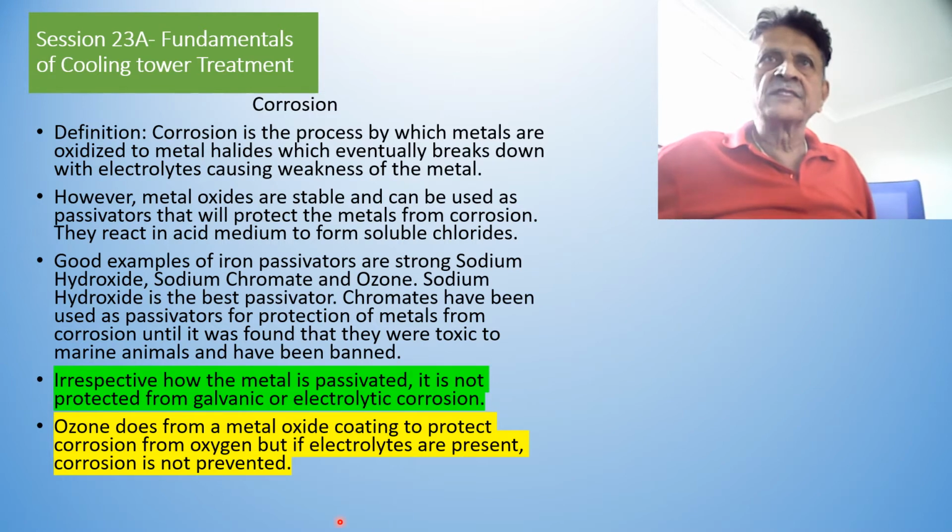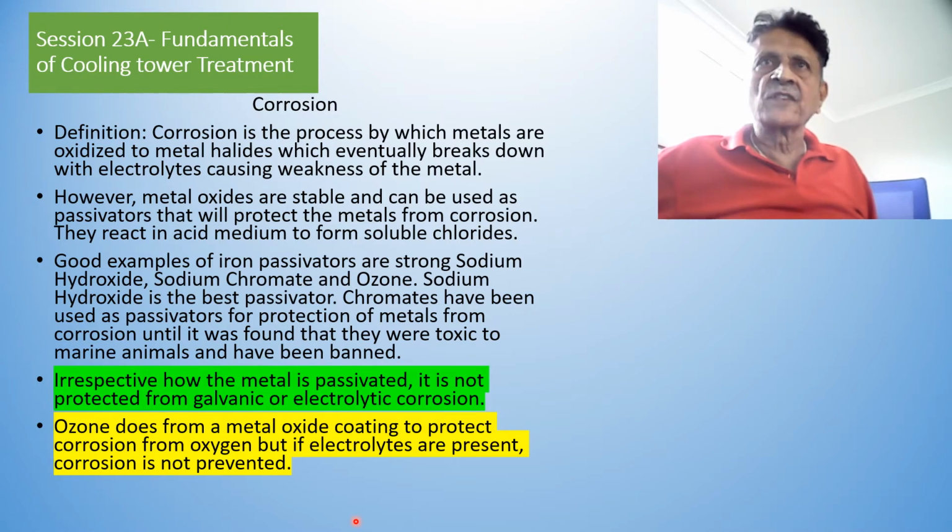However, please note, metals can form metal oxides, which normally are very stable and can be used as passivators, protecting the metals from further corrosion with oxygen. The issue with metal oxides and metals is more a reaction in the acid medium to form chlorides or halides.